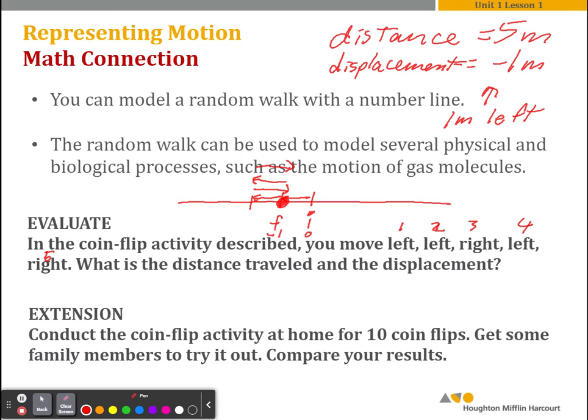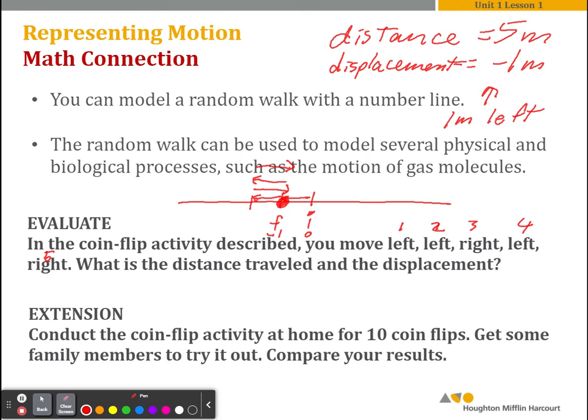You might want to experiment with this at home. Again, this is on page 8 in your book. Get a family member and try it. Try to do 10 coin flips and see what your results are like. How far do you end up from the origin, and how far do your family members end up from the origin? You don't have to use meters. You can use feet.